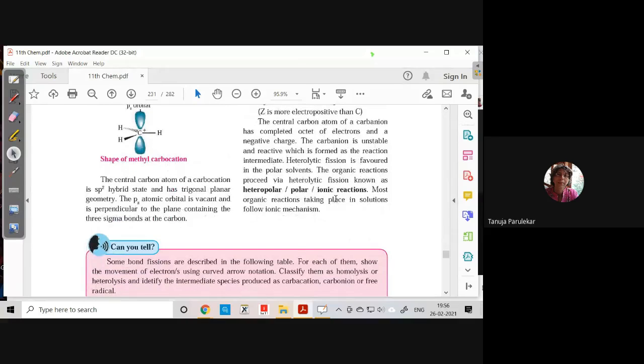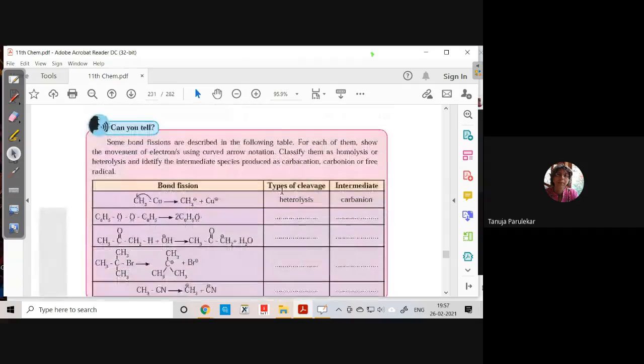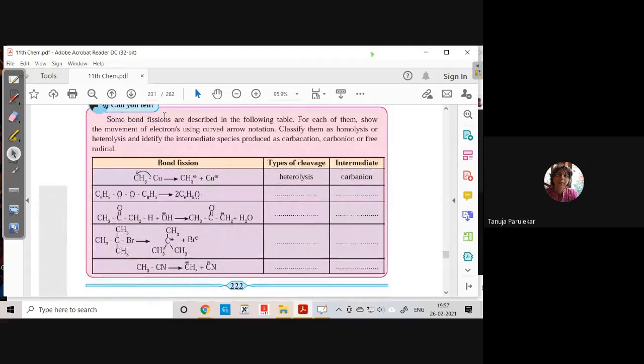So heterolysis is of two types. Homolysis, you get only one, that is the free radicals. In heterolysis, you get two, carbocations and carbanions. Okay, carbocations, we saw the shape and stability. For carbanions, I think it is not there because I continued further, it was not there. Anyways, let us have a look at this. It says that some bond fissions are described in the following table. For each of them, show the movement of electrons using a curved arrow notation. Classify them as homolysis or heterolysis and identify the intermediate species produced as carbocation.